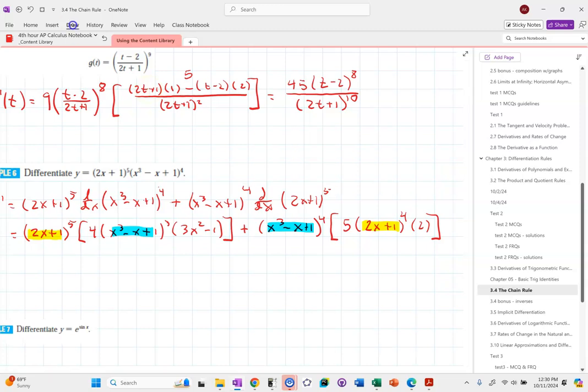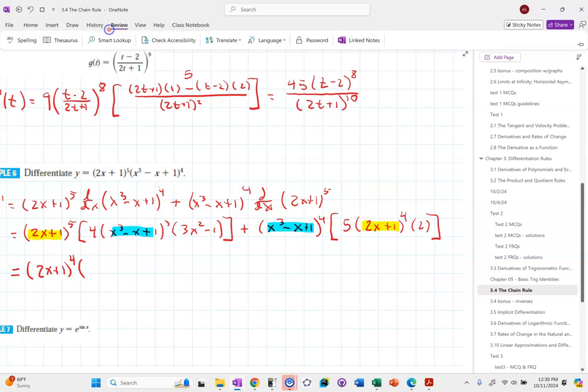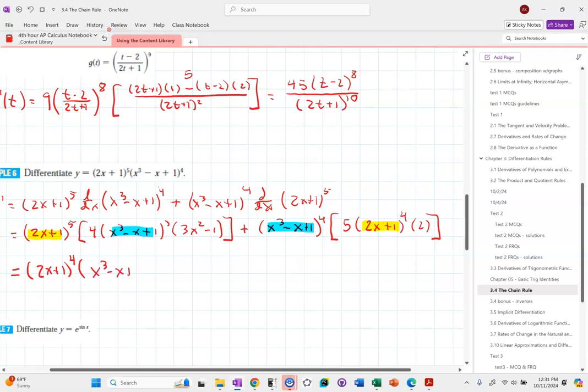Right? Everybody kind of see that? So what's the greatest common factor of my 2x plus 1's? How many 2x plus 1's? Well, between the two, 4 are in common to each, right? Do you see that? So I'm going to factor out a 2x plus 1 to the 4th. And how many x cubed minus x plus 1's are in common to both? 3. So that's where I would start.